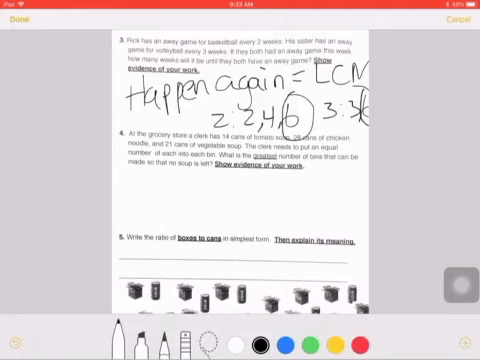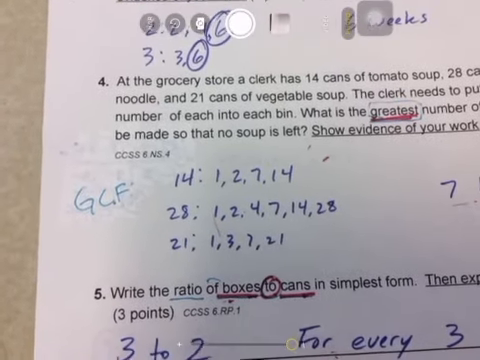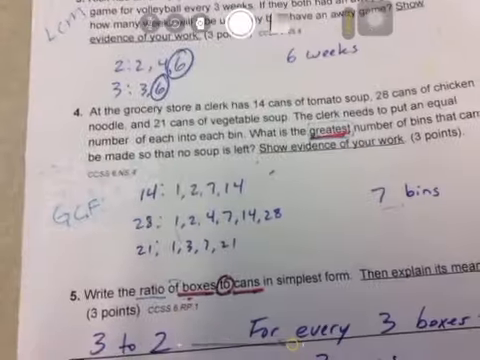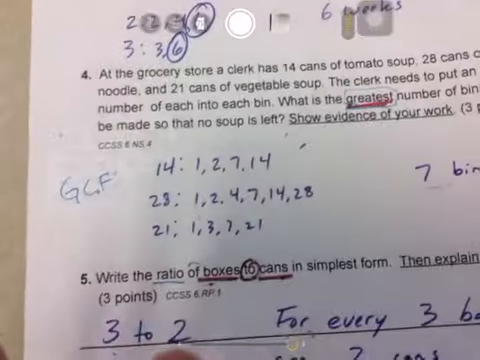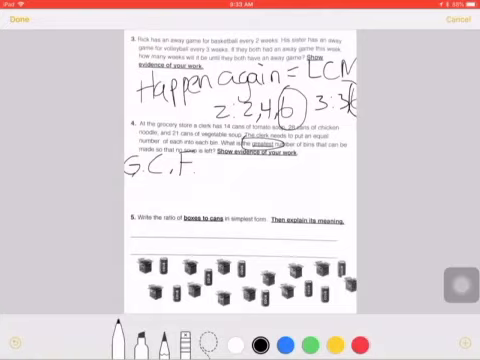Okay, number 4, it's saying that a clerk has 14 cans of tomato soup, 28 cans of chicken noodle, and 21 cans of vegetable. They want to put them in equal bins. What's the greatest? You see the key word there is greatest. It should tell you it's going to be GCF. I'm going to show you the picture here. You just have to list out the factors for each number and find the greatest number that's in every list. In this case it's 7. If you want to pause the video and try to do it and then correct it, make sure you're trying that.